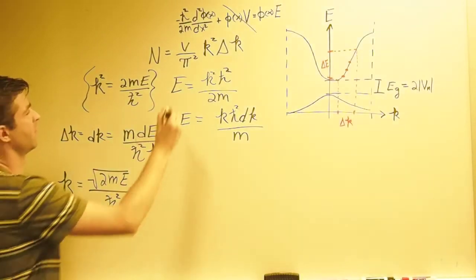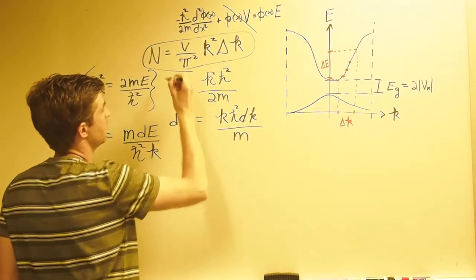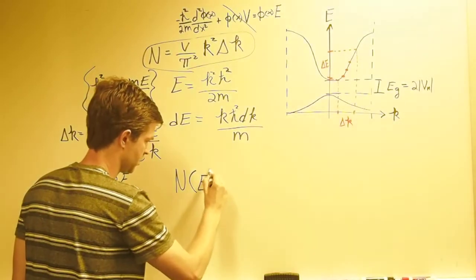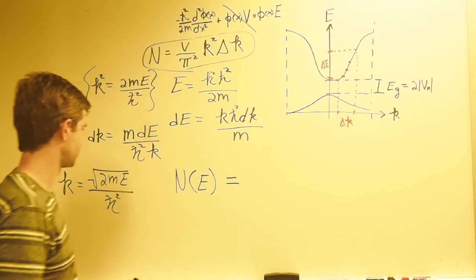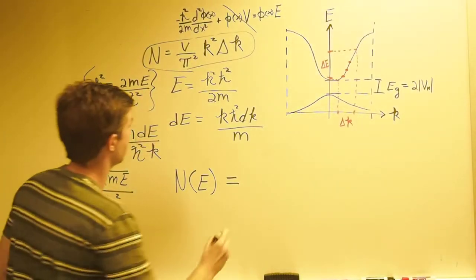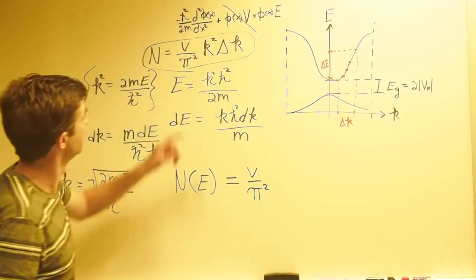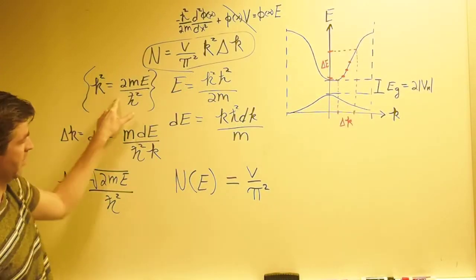So I'm going to rewrite this equation right here, and I'm going to get something n in terms of energy is equal to, first I'm going to start with V over pi squared, right? K squared, well that's this right here, right?